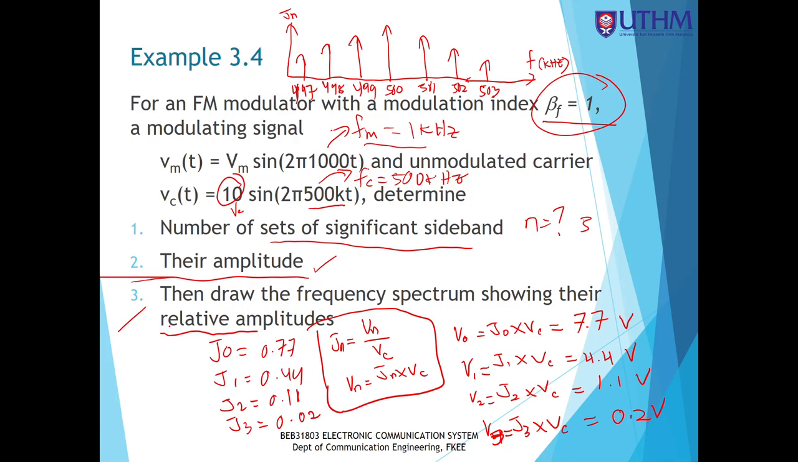And I need to put the value. Since the question asks regarding relative amplitude, I need to put the relative amplitude. So this is 0.77, 0.44, 0.11, 0.11, 0.02. Okay, so this is how you draw the frequency spectrum. You draw correctly and you label correctly.